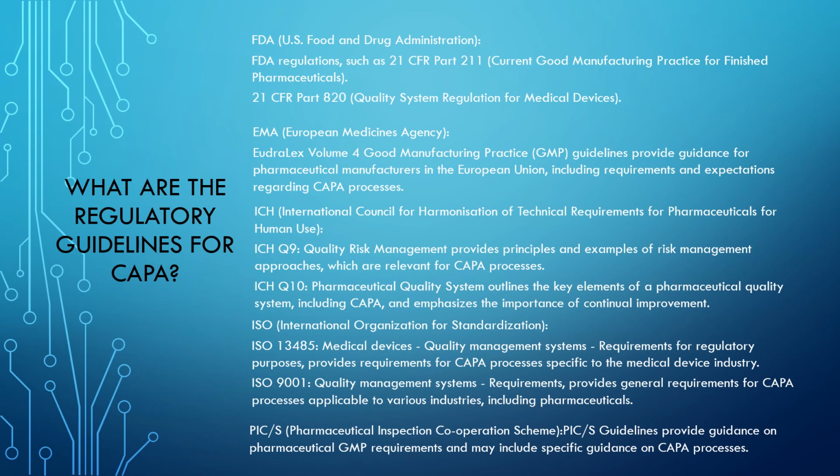Next one is PIC/S, that is the Pharmaceutical Inspection Cooperation Scheme. PIC/S guidelines provide guidance on pharmaceutical GMP requirements and may include specific guidance on CAPA processes. So these are a few guidelines which talk about the CAPA processes. You can say the different guidelines that talk about CAPA all take the same CAPA approach. An organization must have a CAPA quality management system so that they can improve their processes and make them robust.